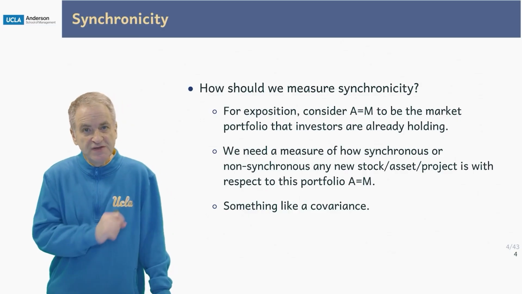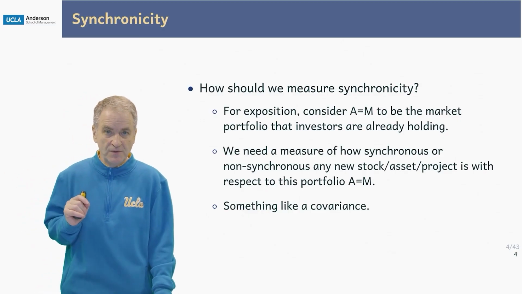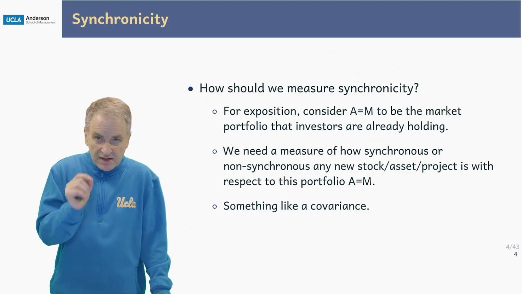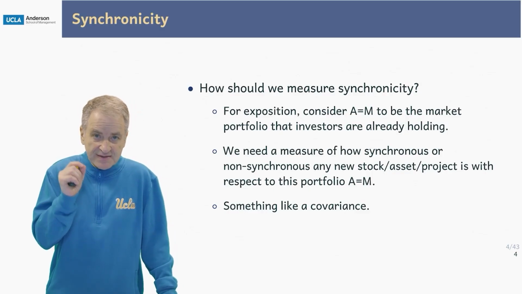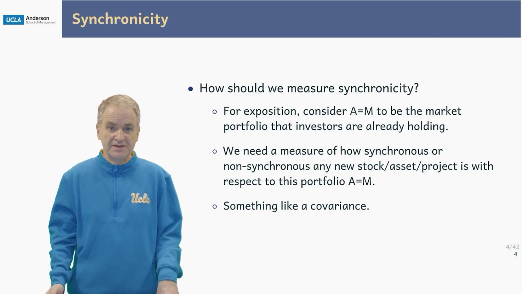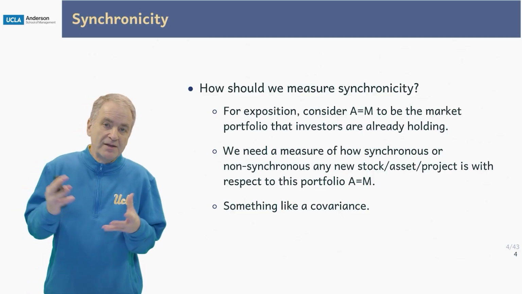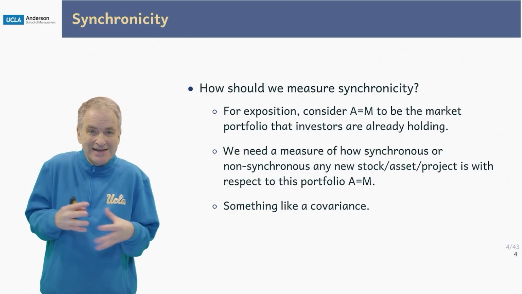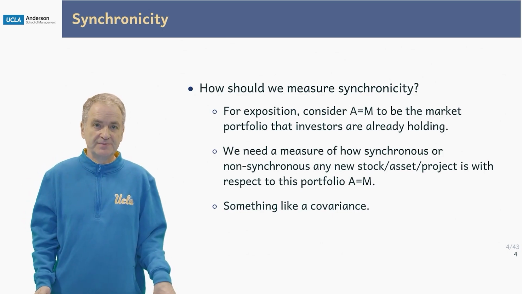How should we measure synchronicity? Again, we consider A to be the market portfolio, and we now need a measure that tells us about C and about D, how synchronous they are with the market portfolio, which in this case is A. And when I say synchronous and how they co-wiggle, well, co-wiggle is not exactly a very technical term. We're going to use something like a covariance.